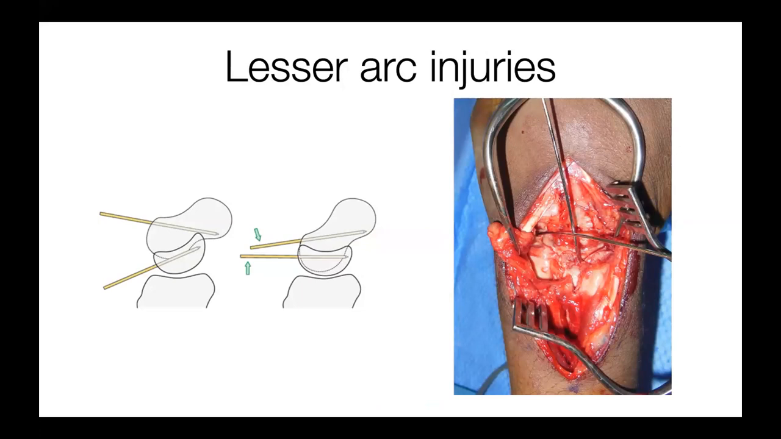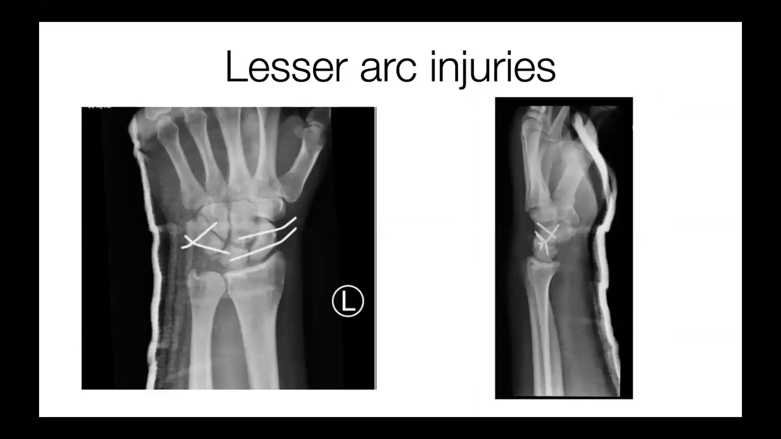And put your K-wire as distally as possible into the scaphoid, because this gives you a better lever to be able to extend it and to reduce it relative to the lunate. You then put your wires in to protect the carpus, and you can then do your soft tissue reconstructions.